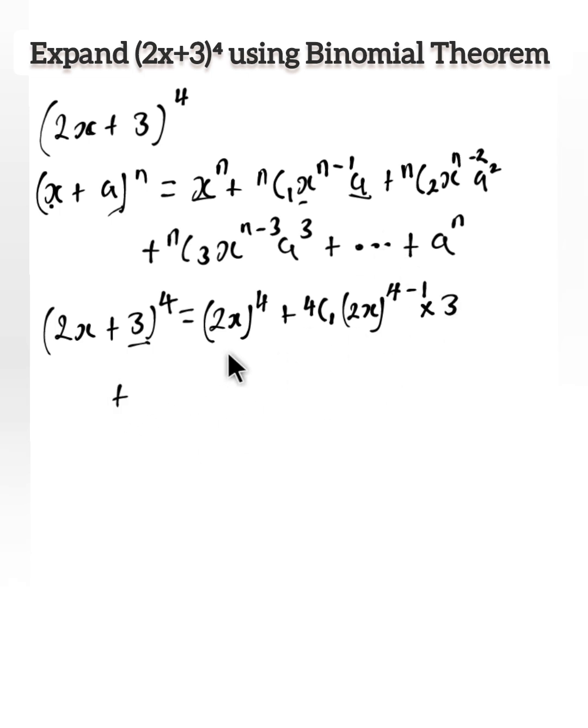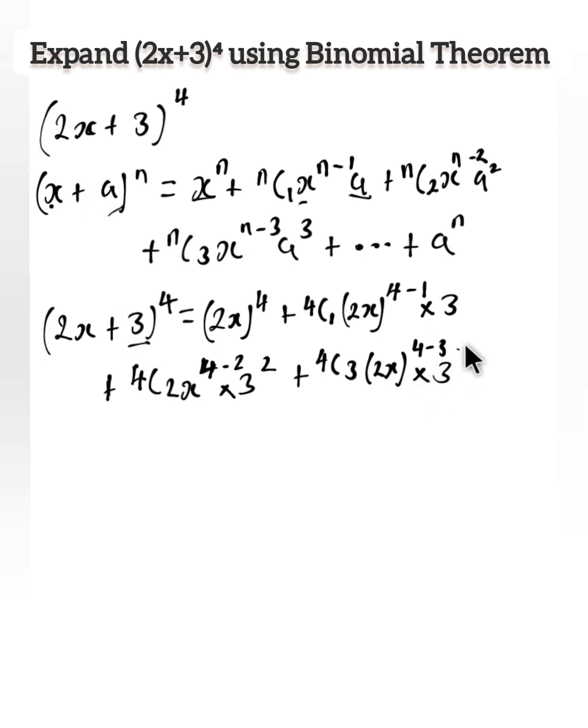Then plus 4 combination 2, x raised to the power n minus 2. n is 4, so it becomes 2x raised to the power 4 minus 2. a squared, a is 3, so this is 3 squared, plus n combination 3. Since n is 4, it is 4 combination 3. x raised to the power n minus 3, x is 2x, so this is 2x raised to the power n minus 3, n is 4 minus 3. Then a raised to the power 3, a is 3, so this is 3 raised to the power of 3.